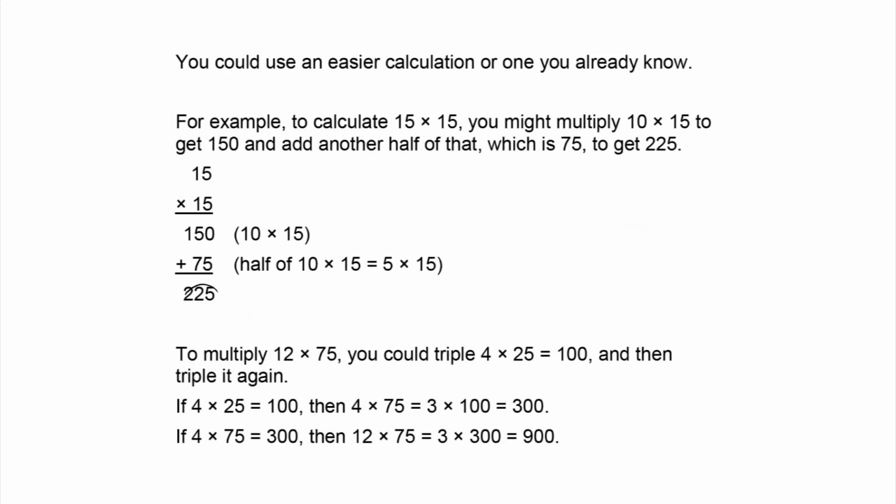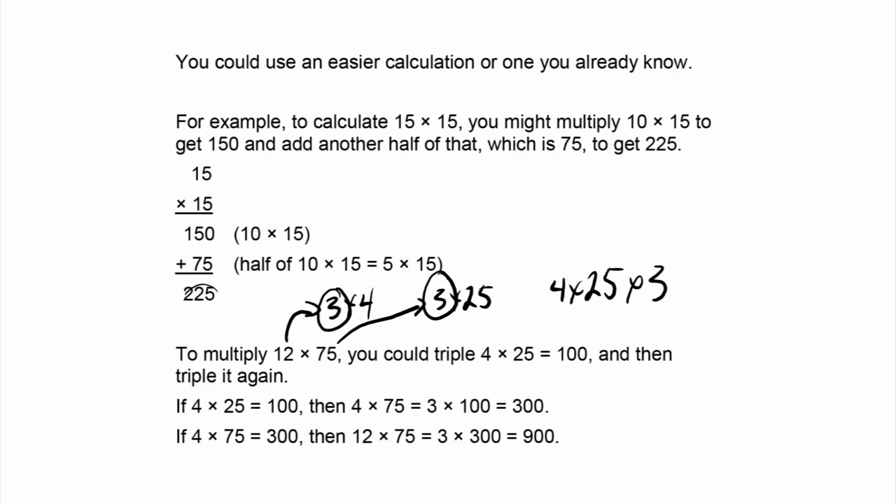To multiply 12 times 75, you could triple 4 times 25, which is equal to 100, and then triple it again. So we know that 12 is 3 times 4, and we know that 75 is 3 times 25. So we could do 4 times 25, and then multiply it by 3, and then multiply it by 3 again. We know that this is 100, and then it's easy to multiply by 3 to get 300, times 3 again, gives us the total of 900.